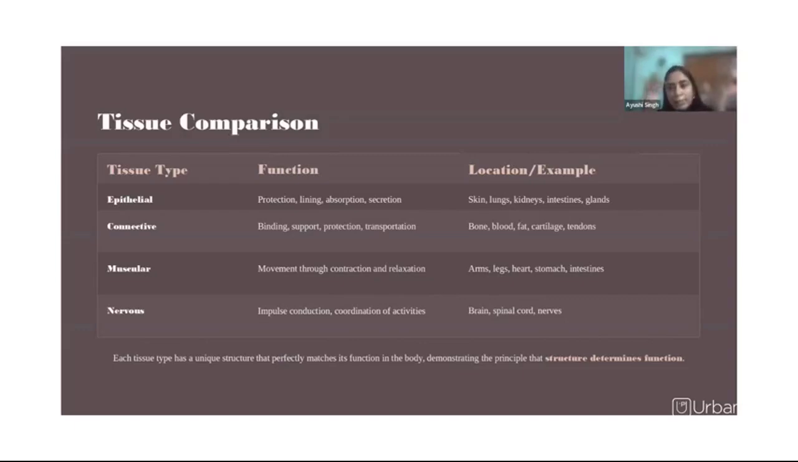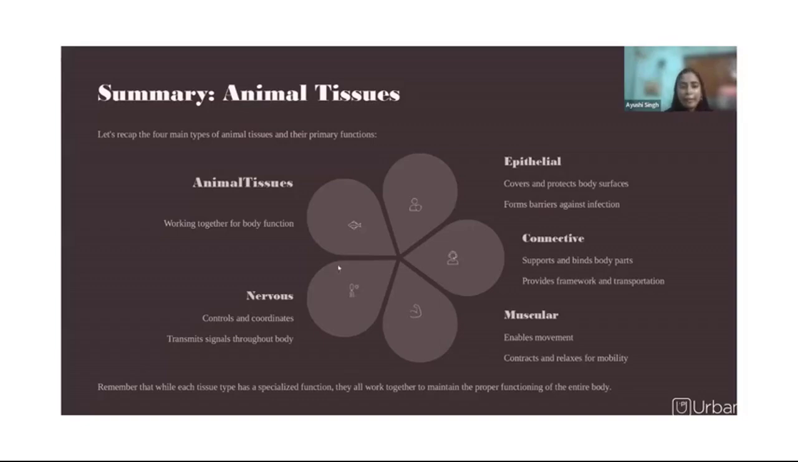Now comes muscular tissue. It helps in the movement of the body through contraction and relaxation. It can be found in arms, legs, heart, stomach, and intestine. And lastly, nervous tissue is found mainly in the brain and spinal cord, and the nerves are spread throughout the body. It is helpful in conduction of impulses and coordinating the different activities and actions we take in our day-to-day life. So we have talked about all sorts of animal tissues: epithelial, connective, muscular, and nervous.